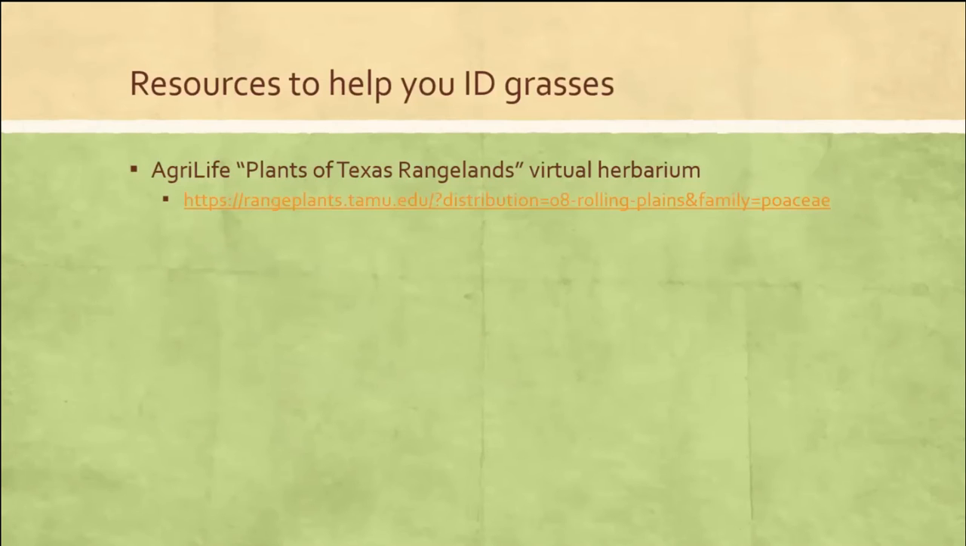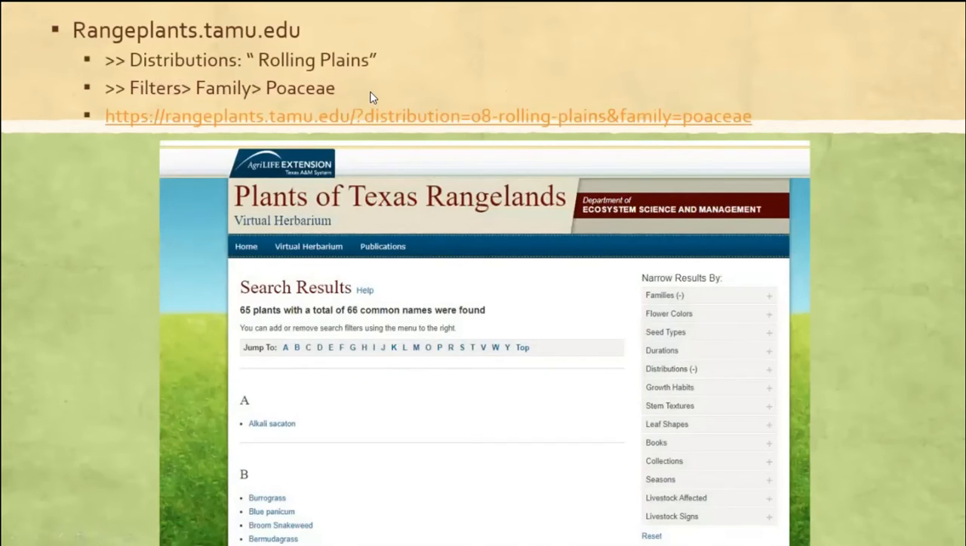I want to talk a little bit about different resources that you can use to help you in your identification. The first one I'm going to talk about is accessible to everybody. It's just a virtual herbarium, or a place where you can look at photos and collection information of plants, from Texas A&M's AgriLife webpage called rangeplants.tamu.edu, or Plants of Texas Rangelands. I'll talk a little bit more about it here.